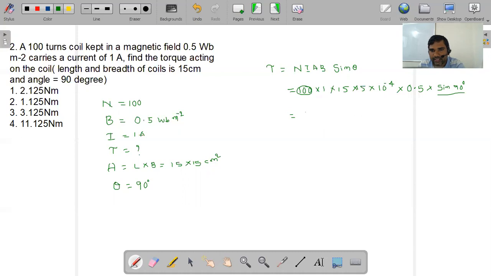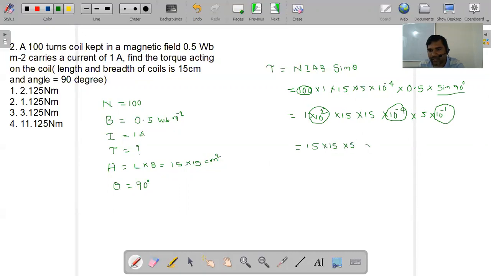So we rewrite this as 1 into 10 power 2 into 15 into 15 into 10 power minus 4 into 0.5, which can be written as 5 into 10 power minus 1. See this 10 power 2, 10 power minus 4, and we have 10 power minus 1. So all together we will write. Now remaining what we have, 15 into 15 into 5 into 10 power minus 4 minus 1 plus 2.